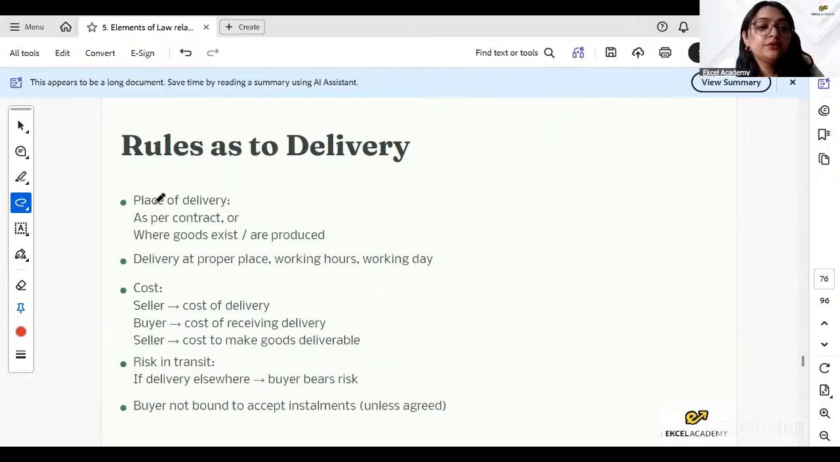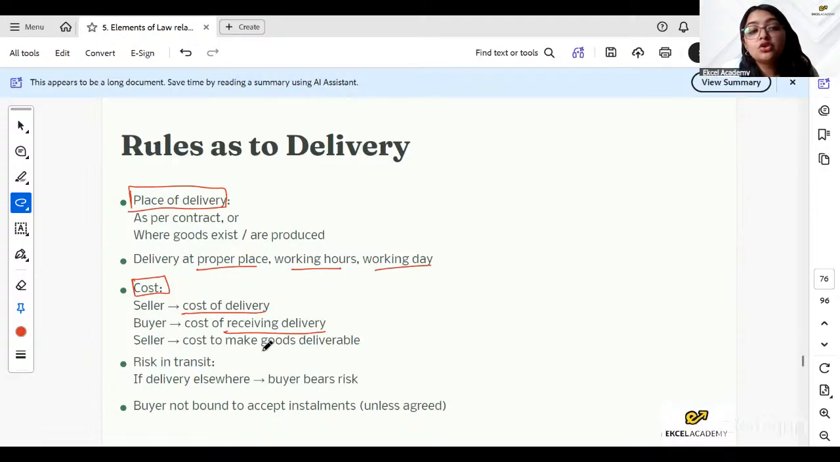Continuing to understand the rules of delivery, the place of delivery will be either as per the contract or where the goods exist or are produced. The delivery should be at a proper place, during working hours, and on a working day as well. Now who bears what cost? The seller will usually bear the cost of delivery, and the buyer will bear the cost of receiving the delivery. It depends on the situation.